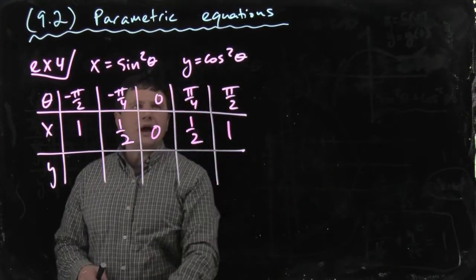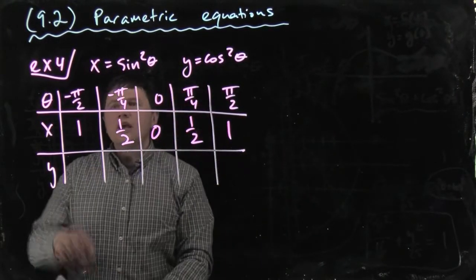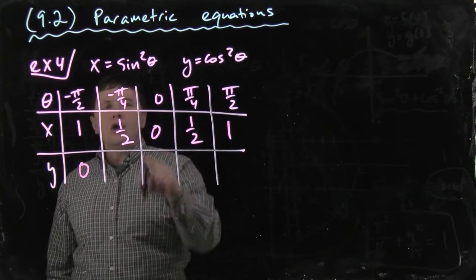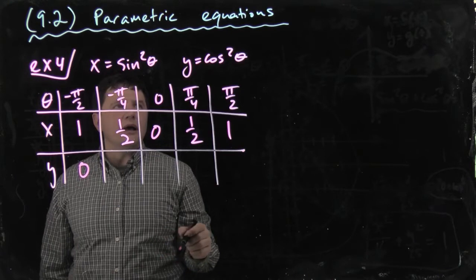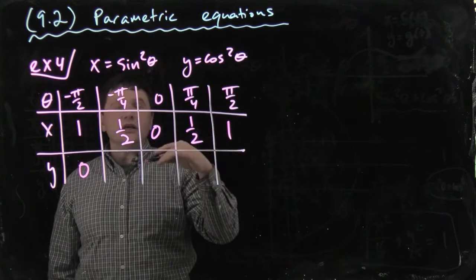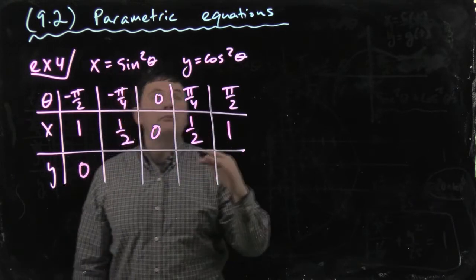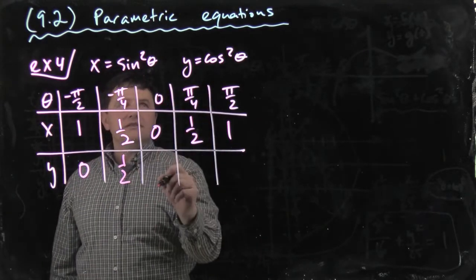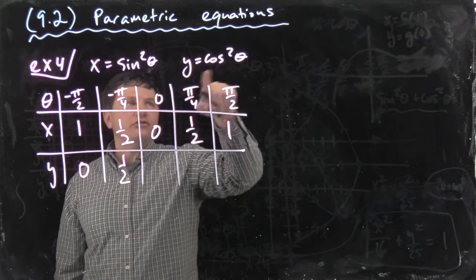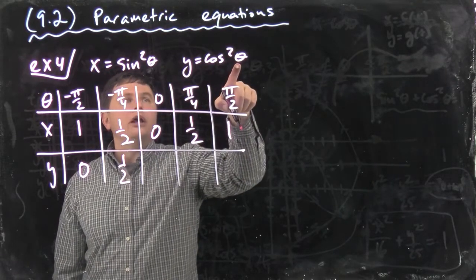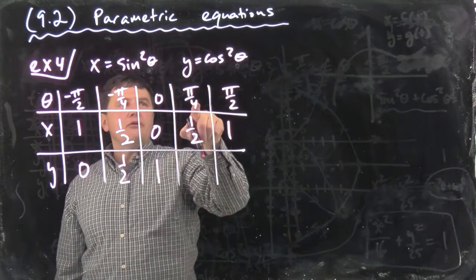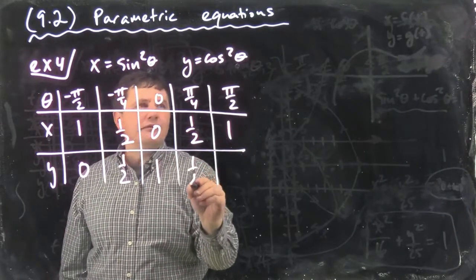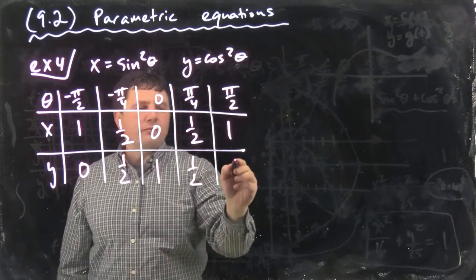Okay, so y is just cosine squared theta. Negative pi over 2, that is our 0. Negative pi over 4, once again, that's going to be positive radical 2 over 2 squared, which is 1/2. 0 goes in, I get 1, and 1 squared is 1. Pi over 4, radical 2 over 2 squared is 1/2. Pi over 2, we're back to 0.